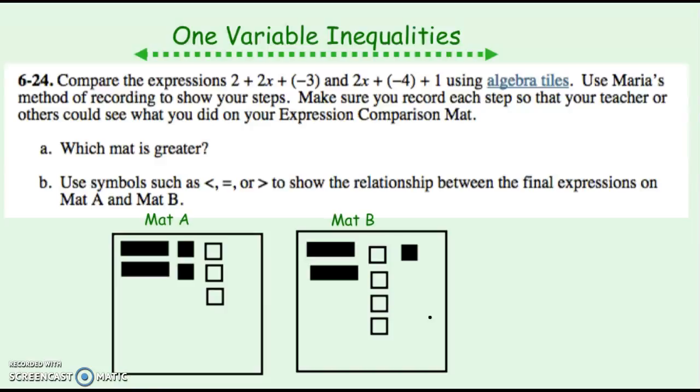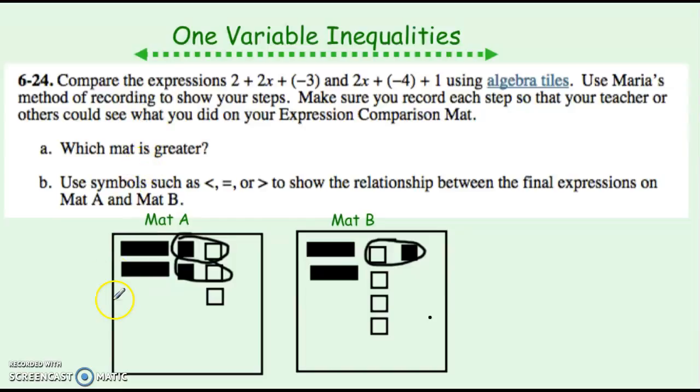The two expression mats I made. My first expression mat has two units plus 2x plus 3 negatives. Mat B has 2 x's plus negative 4 plus 1. Okay, now I need to figure out which one's greater. So first I'm going to start by making 0 pairs. So on mat A, I have a 0 pair here and another 0 pair. Then in mat B, I have another 0 pair in my units. That's all the 0 pairs I have left.